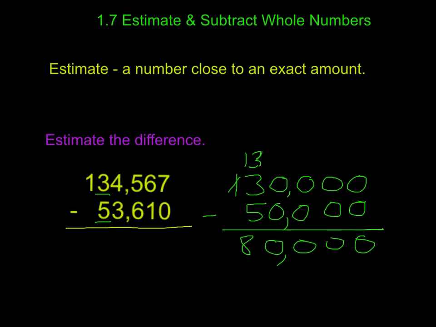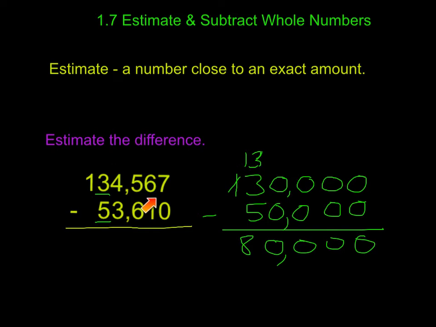So our estimate is that 134,567 subtract 53,610 is going to be close to 80,000. Now we could find the exact amount to see, and I'm going to go ahead and do that. So we're going to go ahead and look over here, and we're going to find the exact amount.